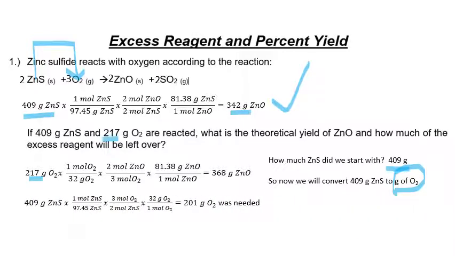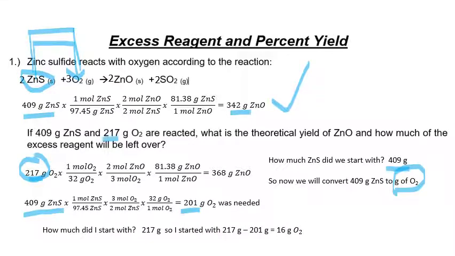So again, I'm starting with my grams right here. I'm going to moles, I go to moles of oxygen and then grams. So my grams to moles to moles to grams. And you can see it's a number that's fairly close. I have 201. I started with 217. So that makes sense. So how much did I start with? 217. So I'm going to go 217 minus 201, and that gives me 16 grams of oxygen. So that would be my answer as far as excess reagent or reactant. Remember, those words are sort of interchangeable.